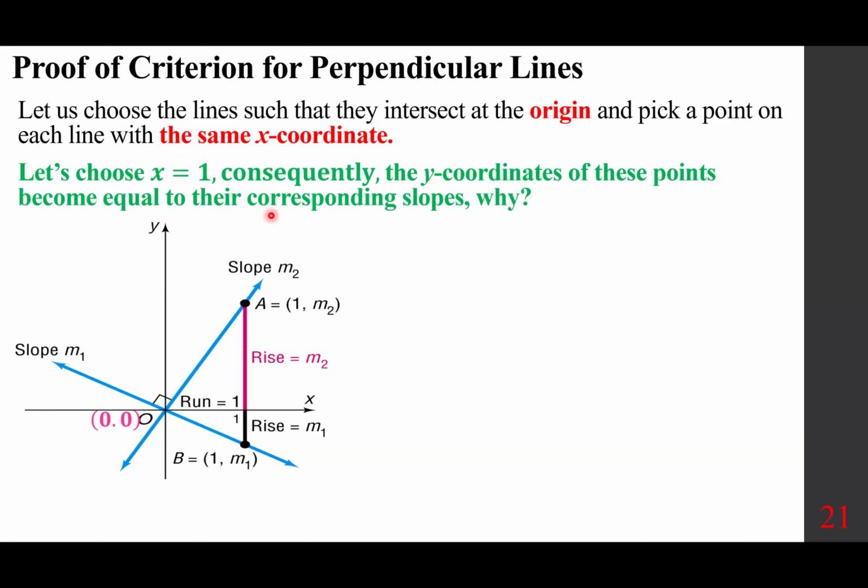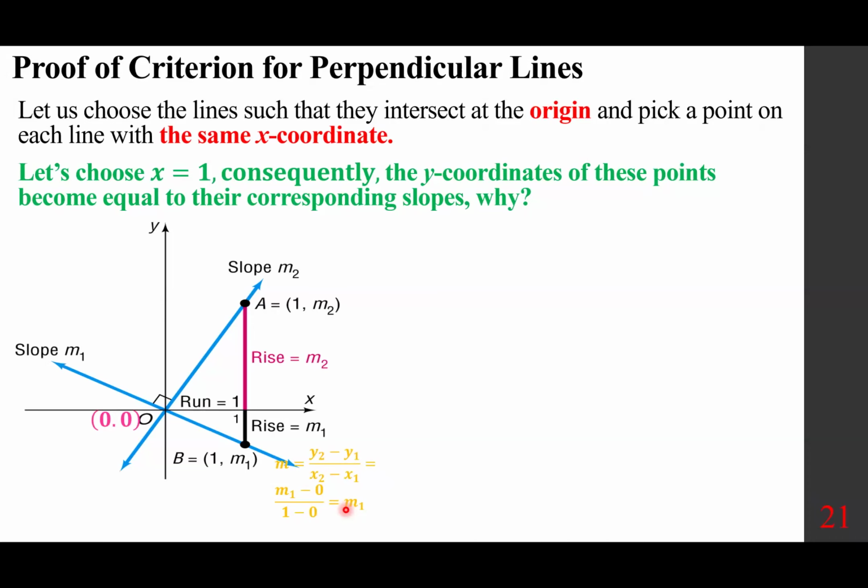the y coordinates of these points become equal to their corresponding slopes. Why is that? Take a look. We define m as y sub 2 minus y sub 1 over x sub 2 minus x sub 1. So, for example, for this one, m sub 1 minus 0 over 1 minus 0 becomes m sub 1. I hope you see how this works out. It's pretty straightforward, everybody. For one line, you can show it for the other one.